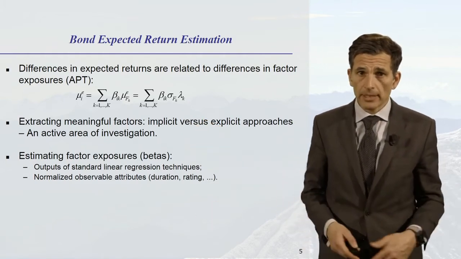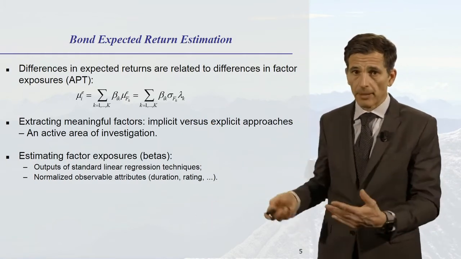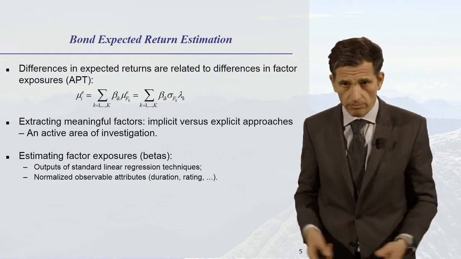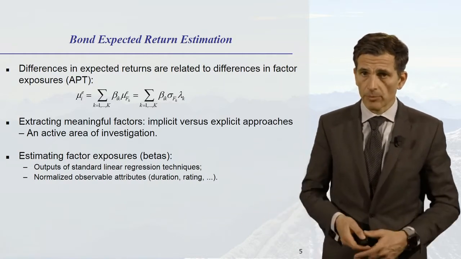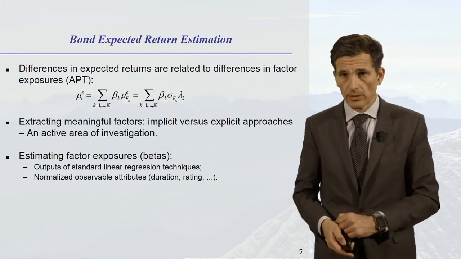I mean, the betas and the sigmas, it's okay, it's no big deal. These are risk parameter estimates. You can use standard statistical techniques. Sometimes you can relate them to observable attributes like duration or rating. That is not a big deal.